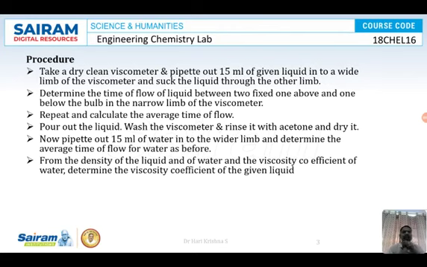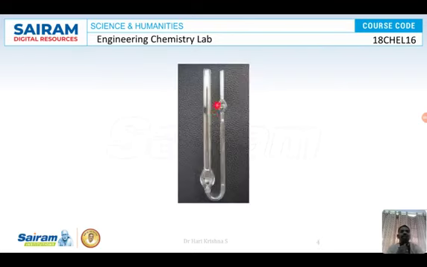15 ml of the liquid will be added into the limb, and liquid will be sucked from the other limb, as I told you. From one mark to the other mark, the rate of flow of the liquid will be measured. This will be done thrice. Later this viscometer will be dried and washed with acetone. Whichever organic liquid you have taken will be transferred to some other container, the viscometer washed with water, rinsed with acetone and dried. Why are you rinsing with acetone? Because if it contains any impurities, it will remove them.